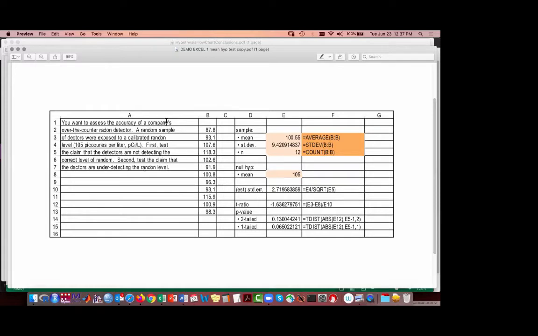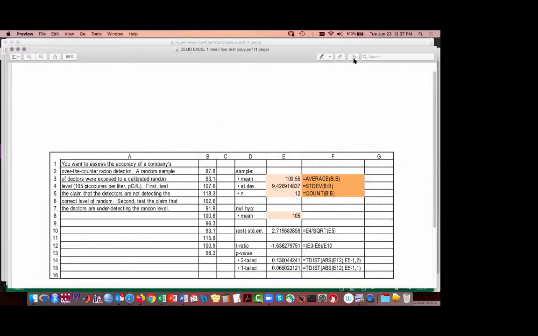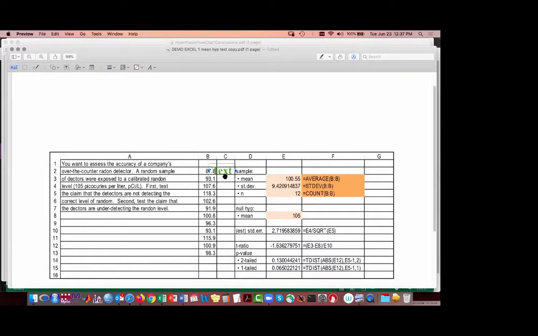All right, so the first thing I'm going to do here is convert this to a claim. Okay, so let's do the claim. The claim is that the detectors are not detecting the correct level of radon gas. In this context, I think we can interpret not detecting the correct level of radon gas as a strict inequality. In other words, the value is 105, and the claim is that it should actually read 105.